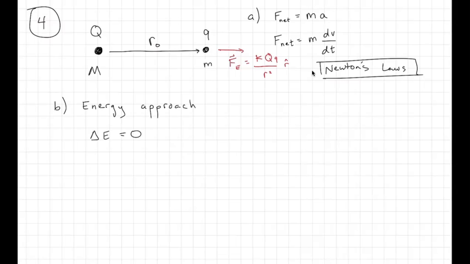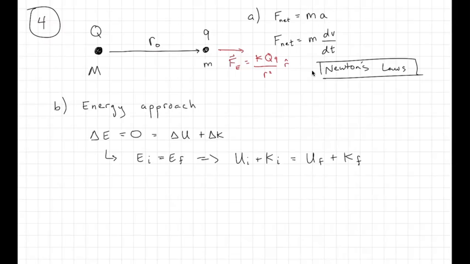And that's the same thing as saying that the change in the potential energy plus the change in kinetic energy is equal to zero. Let me write it like this. The initial energy and final energy are the same. That's the same thing as saying the change in energy is zero, which is the same thing as saying initial potential energy plus initial kinetic energy is equal to final potential plus final kinetic.